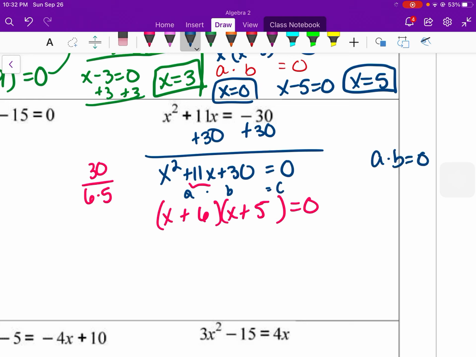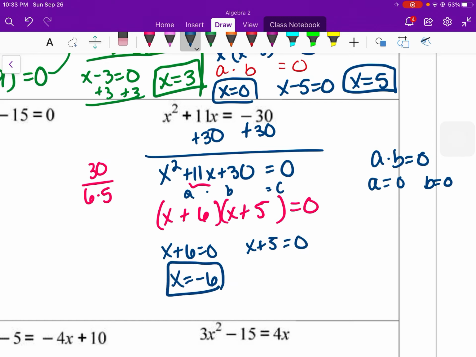And if I have a times b equals 0, well then either a was 0 or b was 0. So either x plus 6 equals 0 or x plus 5 equals 0, which means my two answers would be x equals negative 6 and x equals negative 5.